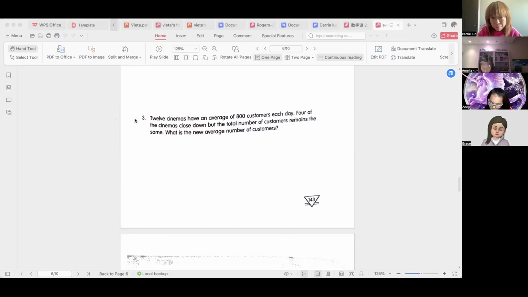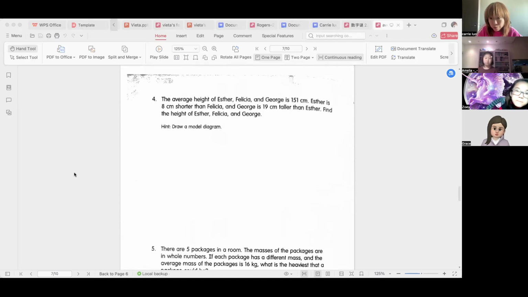The 12 cinemas have an average of 800 customers each day. So 12 times 800, right? So 4 of the cinemas closed down, but the total number stays the same. So divided by 12 minus 4, right? So it's 12 times 800 divided by 8. So do we have to calculate it? We simplify first, so it's 1,200. Get it, Amelia? I don't want you to calculate 12 times 800 and divide it by 8. That will be hard, okay? So we just eliminate and simplify it first and then do this, okay?